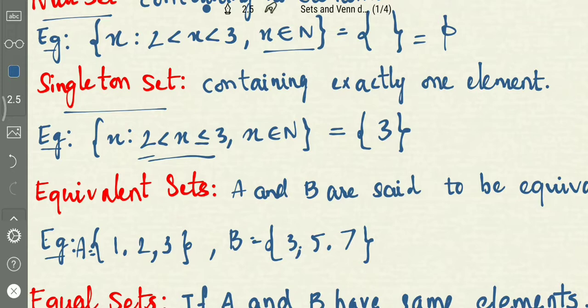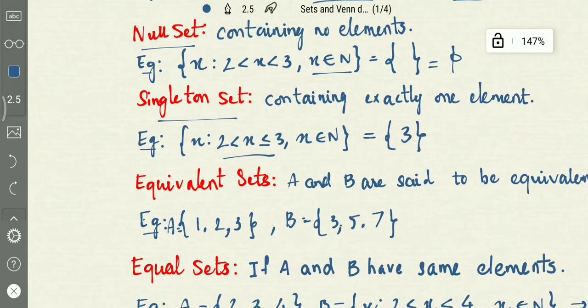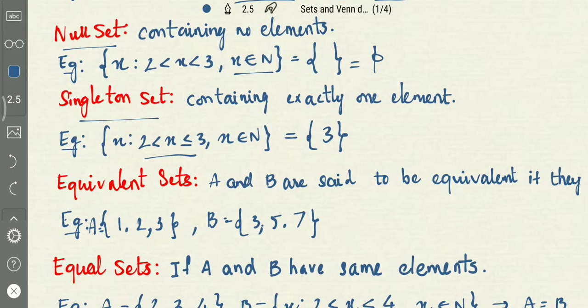What are the elements present in natural numbers between this? Only 3 is the element which is present in natural numbers. If it is rational numbers, then elements between 2 and 3 will be 2.5, 2.7. All these elements will be present. But as it is natural numbers, only natural numbers should be considered.